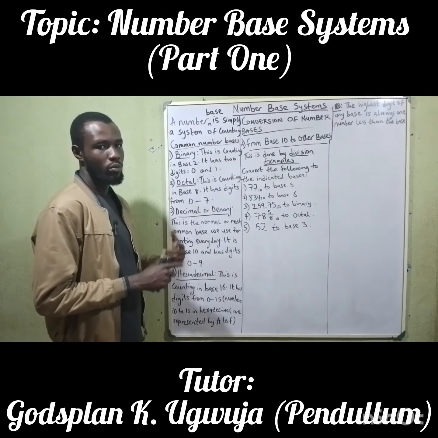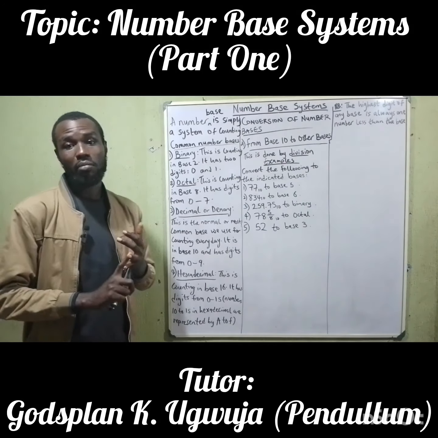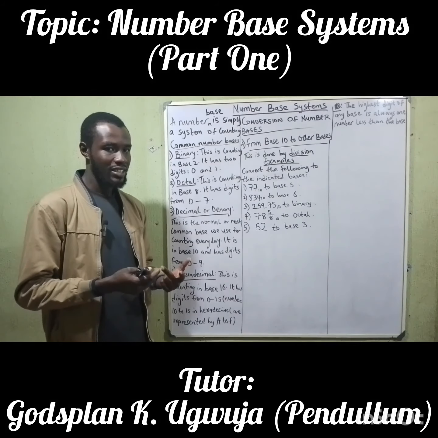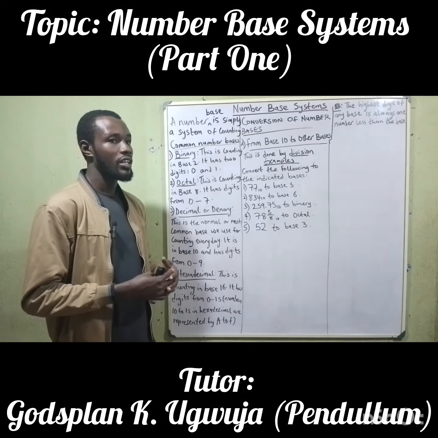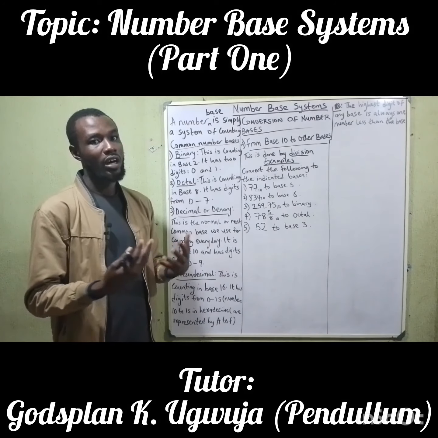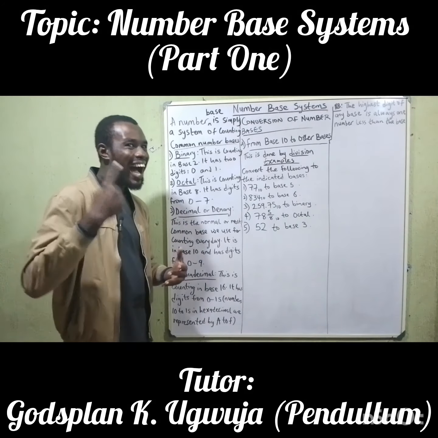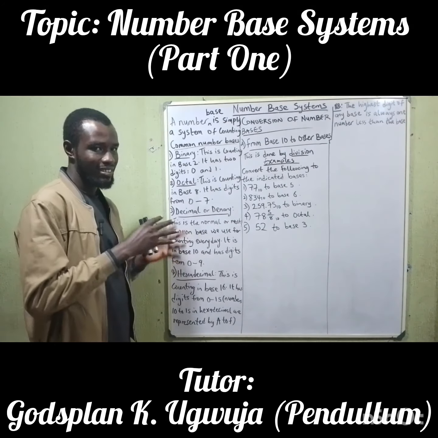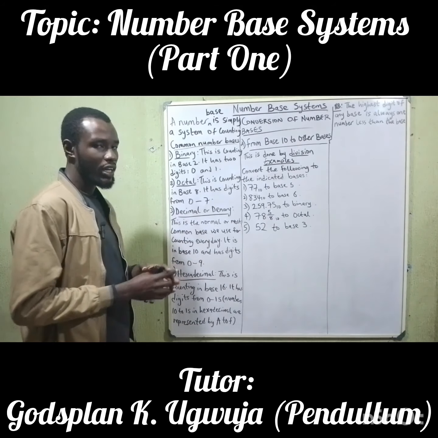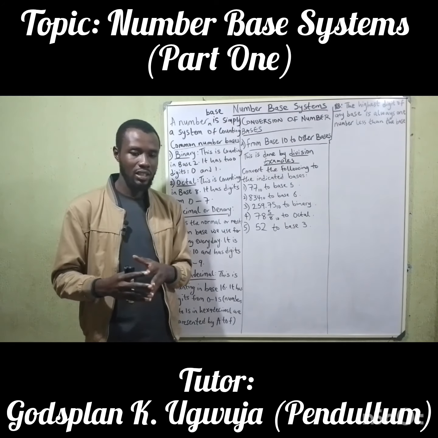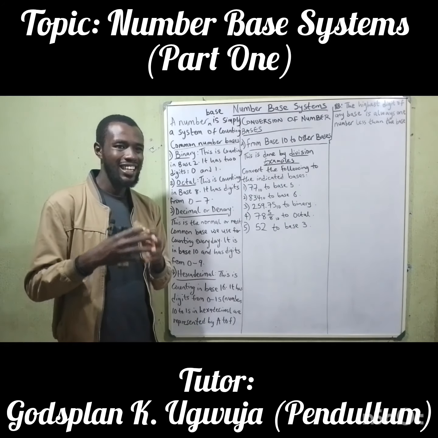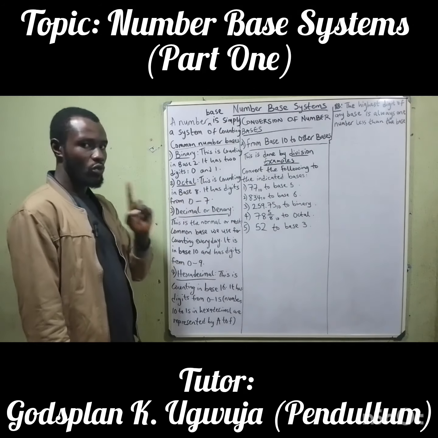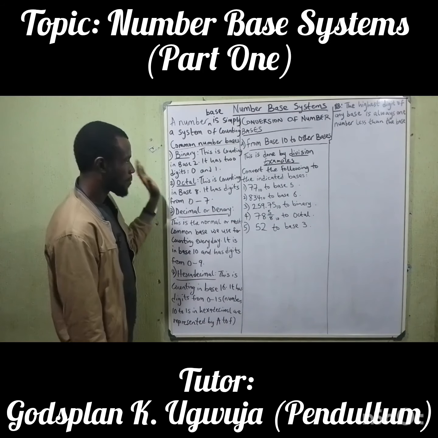So if you're working in base 2 binary, you have 2 digits. If you're working in base 5, you have 5 digits. If you're working in base 10, you have 10 digits. If you're working in base 16, you have 16 digits. And the highest digit will always be one number less than that base. So binary is 0 and 1. 1 is one number less than 2. Remember, binary is base 2.